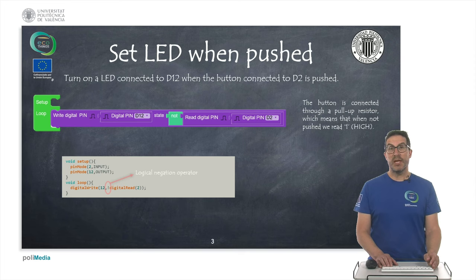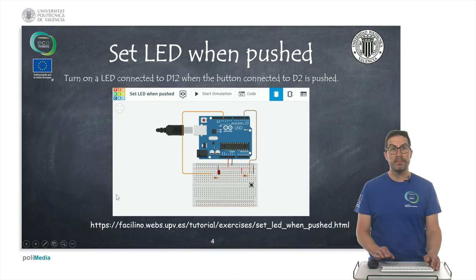In this first exercise, as I said before, it's a modification of the previous one, but the idea now is to set the LED when the button is pushed. Remember that in this case, the button is connected through a pull-up resistor, which means that when not pushed, we read it as a 1. But now what we want is when we push it, we actually set the LED. So that means that we need to use the logical negation operator here, which will be marked as this sign in our Arduino code.